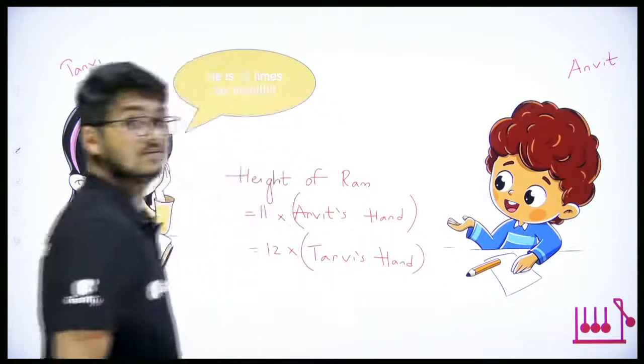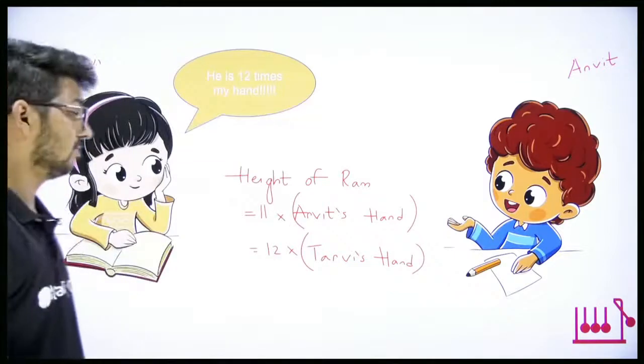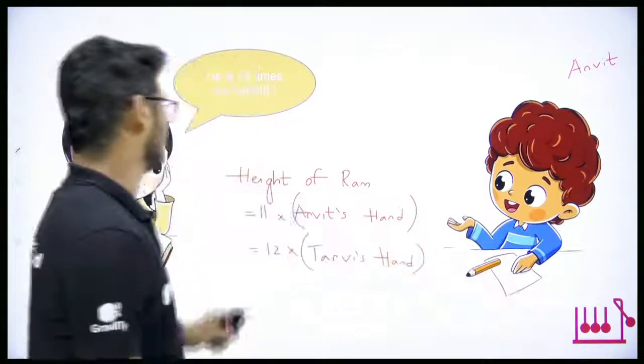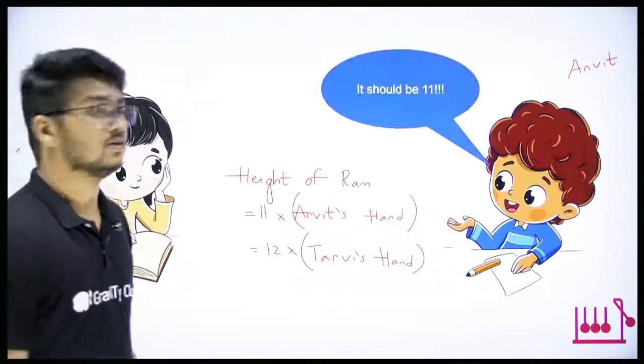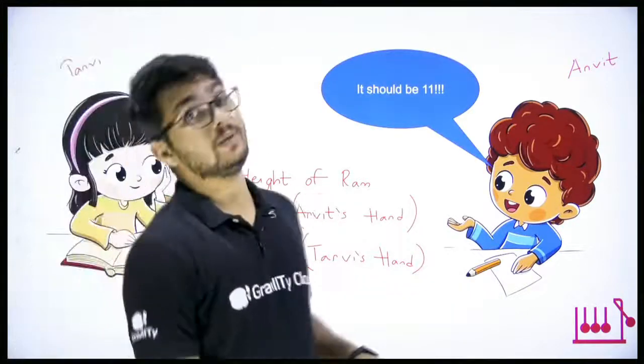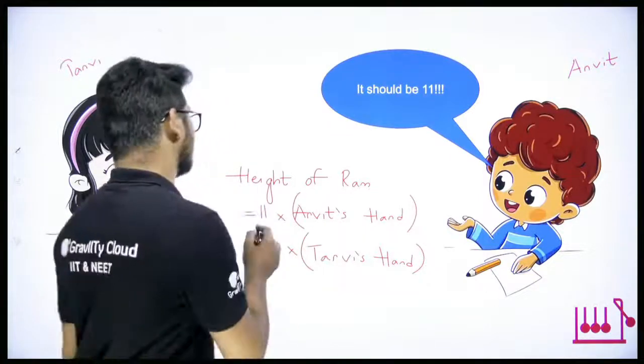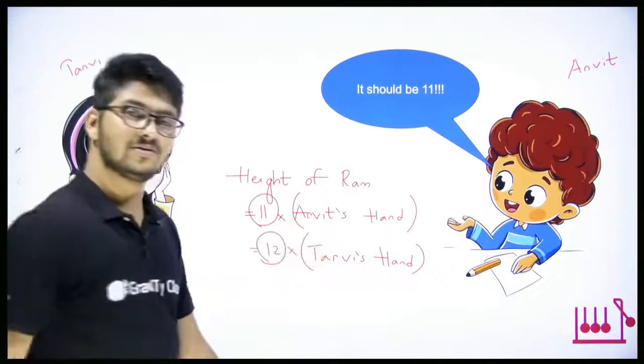Now this is a mistake. Something should have gone wrong. According to Anvit, it is 11 times, and according to Tanvi, it is 12 times. And Anvit says it should be 11. So they start arguing whether 11 times or 12 times is correct.